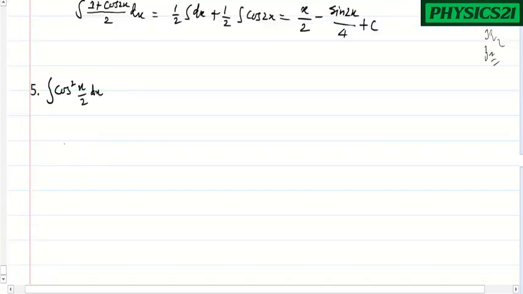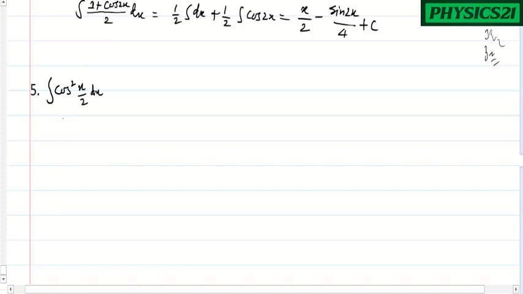Next problem, we will integrate cos square x by 2 with respect to x. So a similar concept we will use. ऐसा ऊपर यूज किया था वैसे ही करना है. इधर cos square x था, इधर cos square x by 2 है.